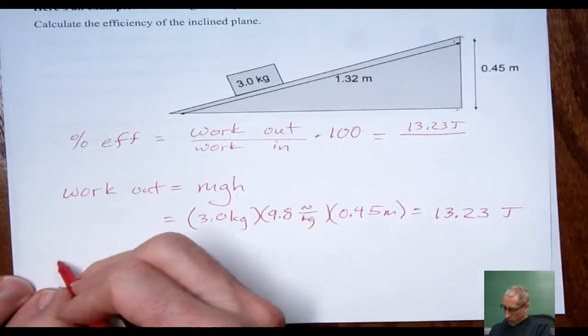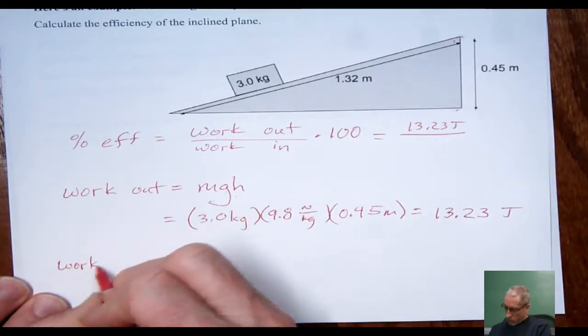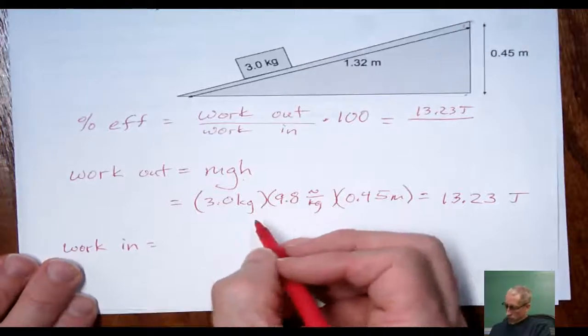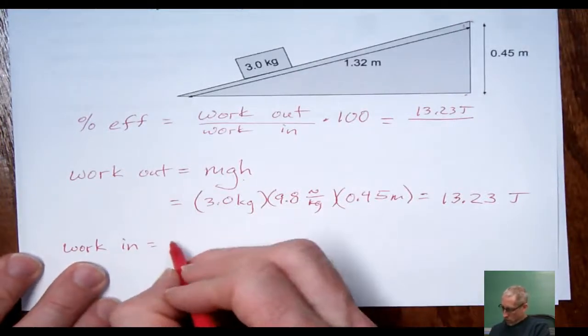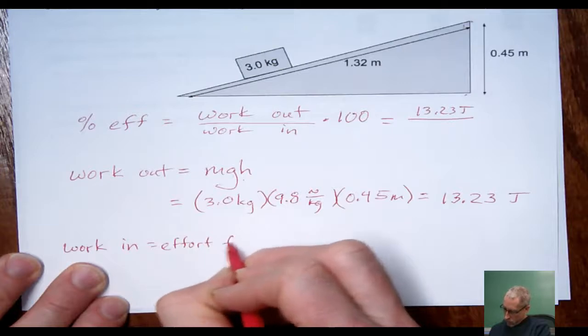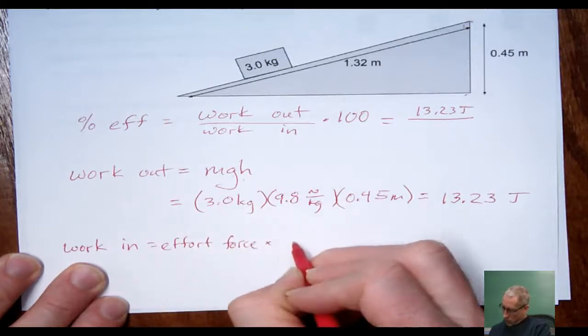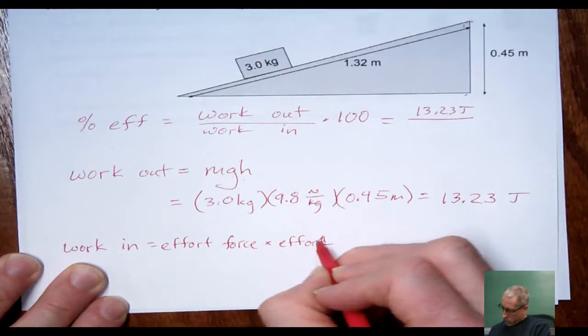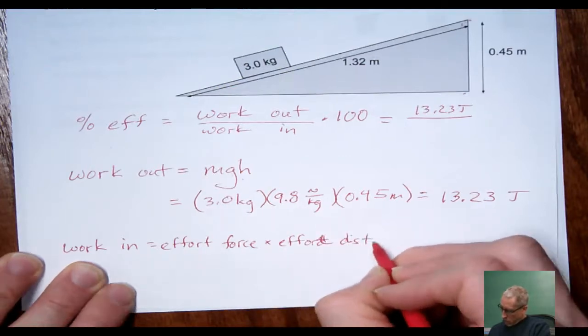Now I need to figure out what work I'm putting into the machine. Now this is typically the person, and so when it's a person using his or her own effort, we call this the effort force times the effort distance. Oops. My pen is getting ahead of my brain here.